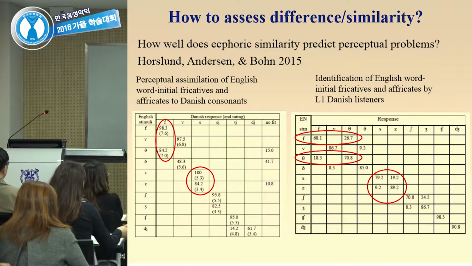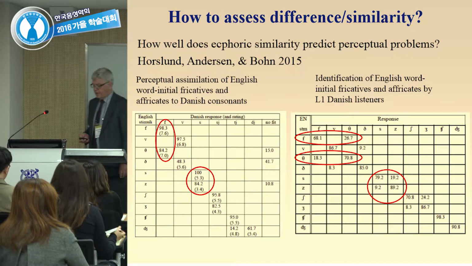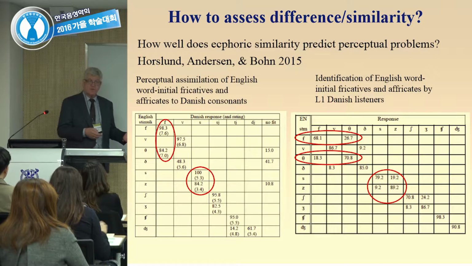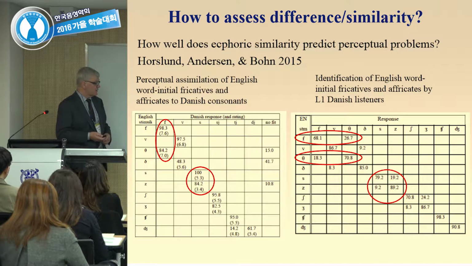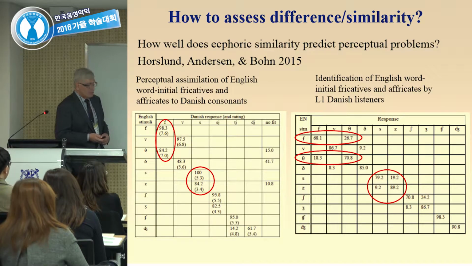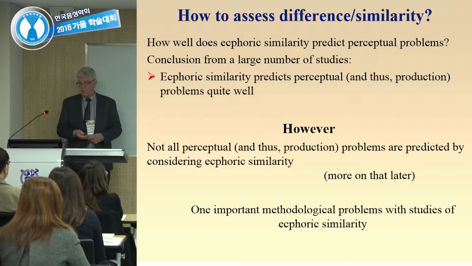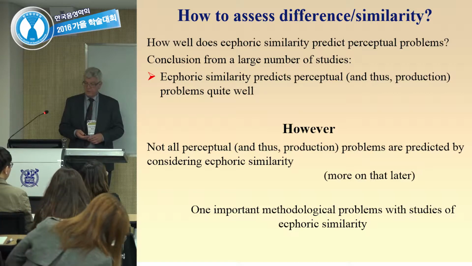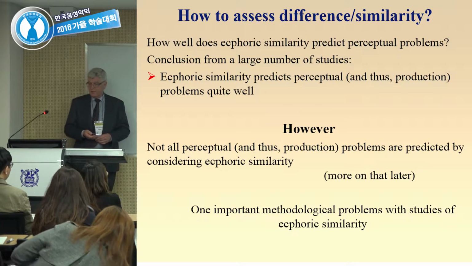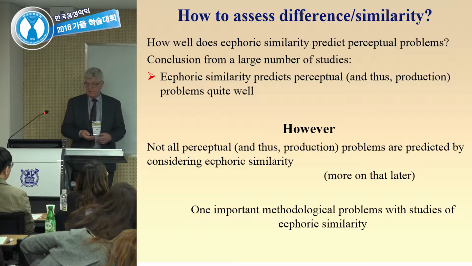It's quite good, but it's far from perfect. And this has to do with the assimilation to the same Danish consonant, which, however, just as for Korean, differs in the goodness with which these sounds were assimilated. So, phonetic similarity predicts perceptual and thus production problems quite well. However, not all perceptual and thus production problems are predicted by considering phonetic similarity. I will say more on that later.